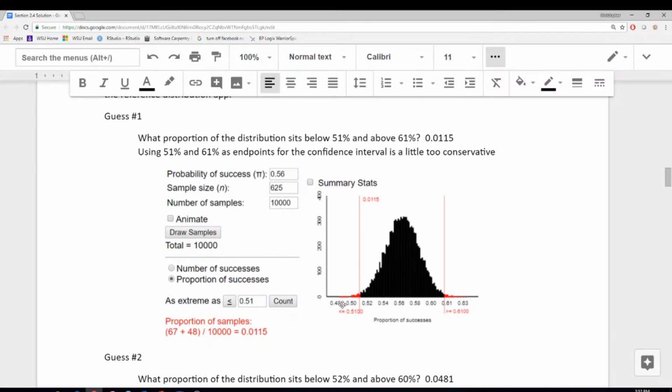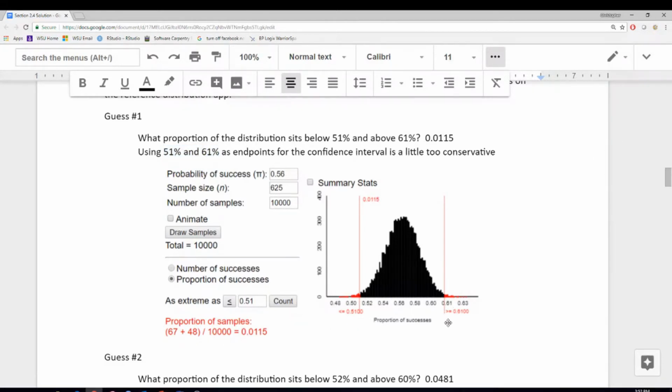So using the 51% and its associated endpoint on the upper end, which again is just the mirror image of that 51%. If I go from 56% down to 51, that's a drop of 5 percentage points. I need to go up 5 percentage points. Again, these are two-sided confidence intervals. So when using 51% up to 61% as my endpoints of my confidence interval, I'm a little too conservative. I only have 1% of the distribution here that's being identified as unlikely.